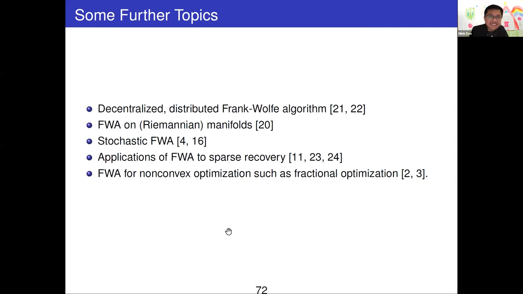I have a question. Because I'm not familiar with Banach spaces, I guess the Frank-Wolfe algorithm already has some results in Hilbert space, right? Can you tell us the difficulty when you move from Hilbert space to Banach space? Okay, because in general in Banach space you have to use the duality map, which makes things complicated, hard.